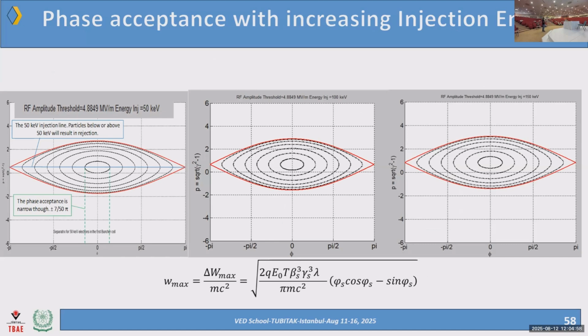What if I increase my energy from 50 to 100 keV? I almost double it, so the value of acceptance is increased. The point where it touches the zero axis is increased. Further, if I increase it to 150 keV, I can have more and more electrons gluing to the RF signal. So you have to be patient, you have to be disciplined, and you have to have electron guns with higher energies if you want to have maximum population.